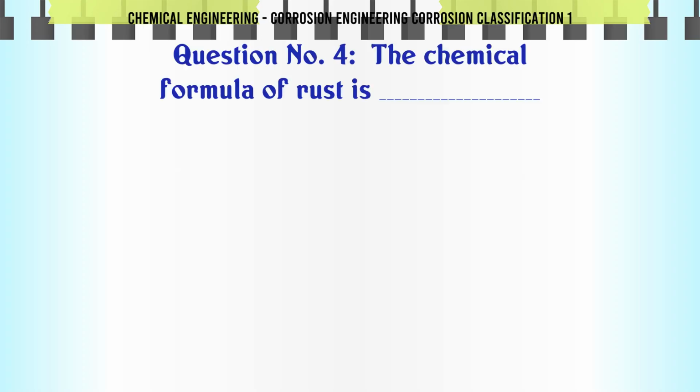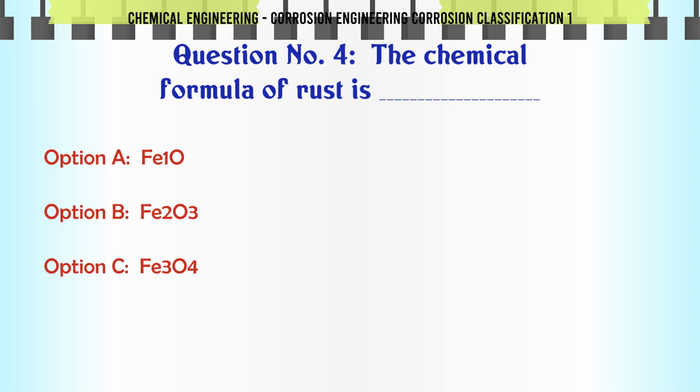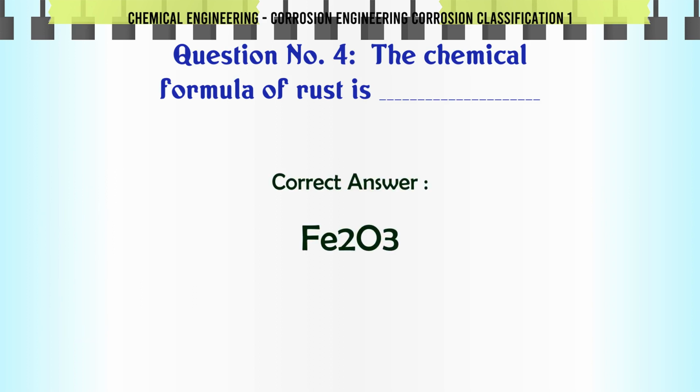The chemical formula of rust is A. Fe1O, B. Fe2O3, C. Fe3O4, D. Fe2O. The correct answer is Fe2O3.